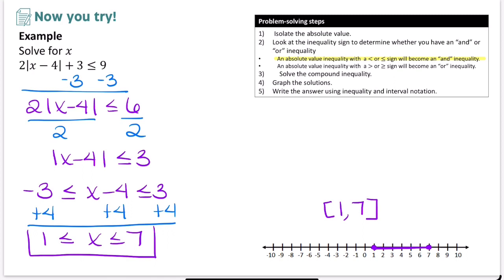So when I graph this on my number line, I'm going to get 1 and 7 as my endpoints, and I'm going to use a filled in circle at both those endpoints. And then I'm going to shade in between because I have an and inequality. And when I write this in interval notation, my interval is going to go from 1 to 7, and I put square brackets at both endpoints because both endpoints are included.